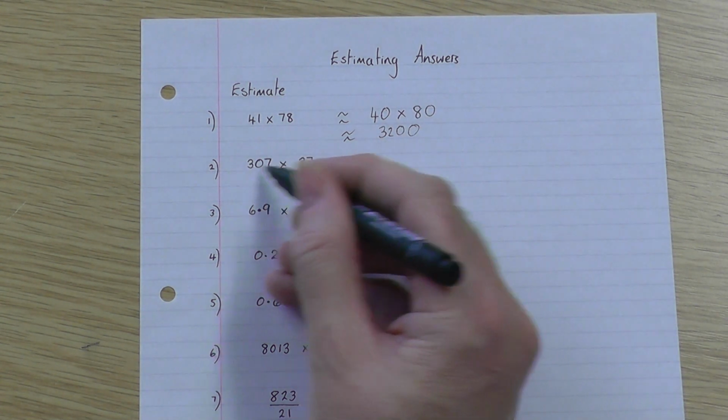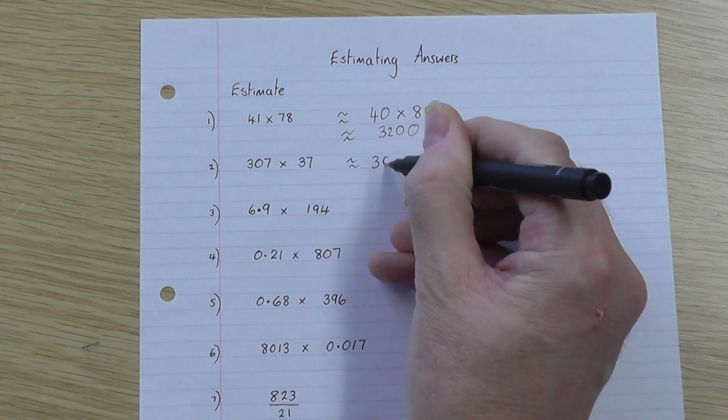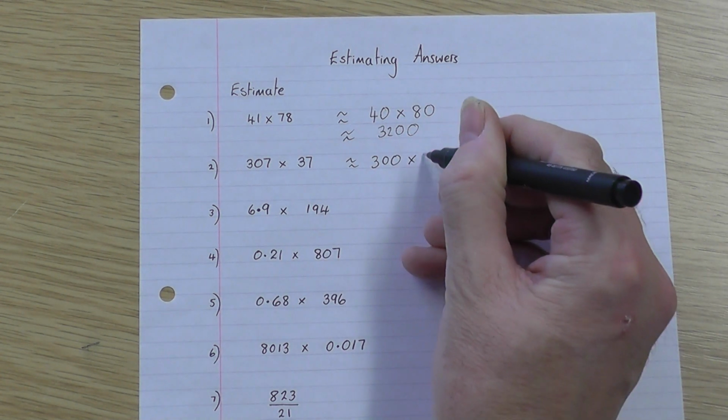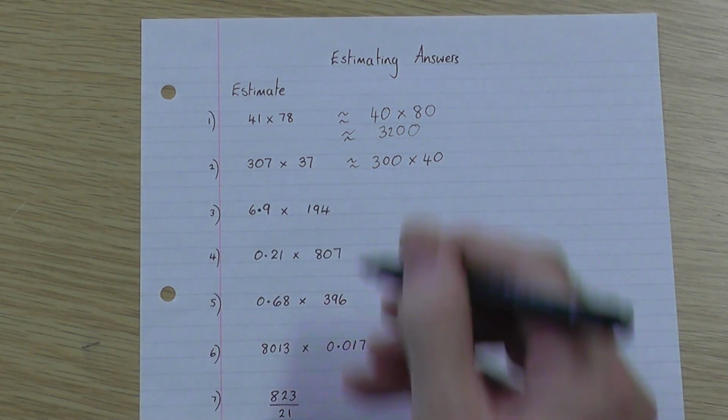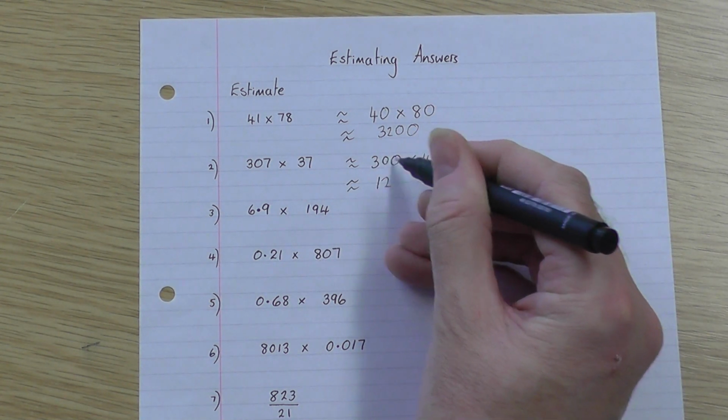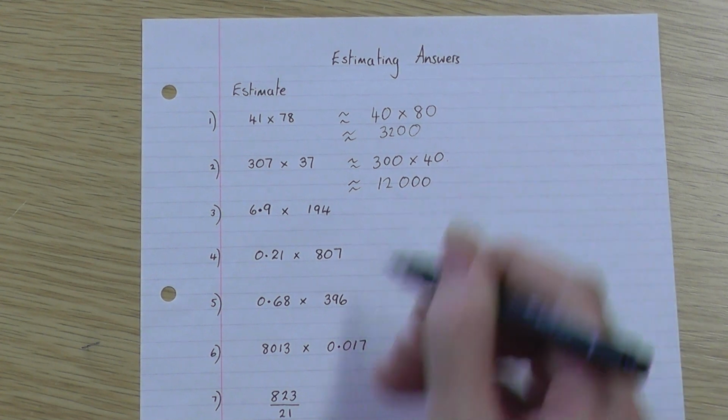Next question, 307 is approximately 300 to the nearest 100. Don't write 310 to the nearest 10, because 310 would still be awkward to work out without a calculator. Times by 37, so times by approximately 40. So the estimated answer will be 3 times 4 is 12, 3 noughts, 12,000.